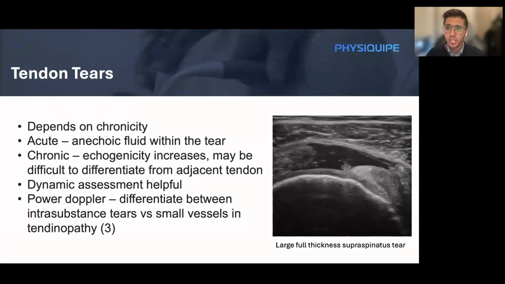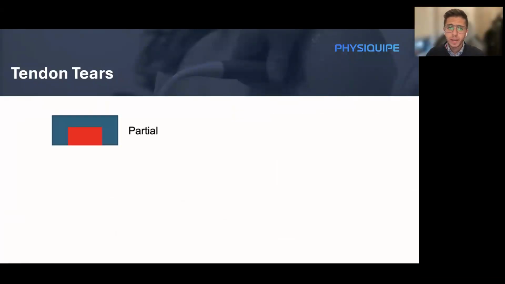It can help really differentiate between small intrasubstance tears. So when you're not really sure if there's a massive tear, and sometimes you can see small vessels in tendinopathy as well. And actually differentiating between the two can be really helpful using power Doppler. So let's go through some examples of how you basically define tendon tears.